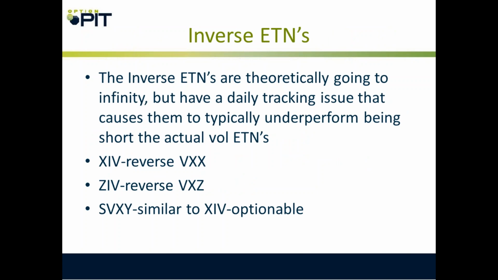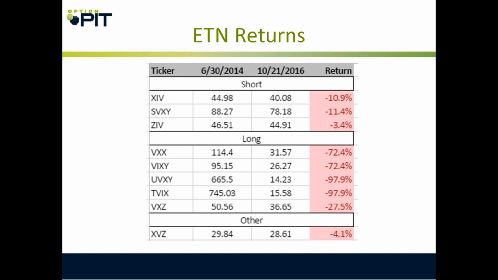Now, then there's the inverse ETNs that are theoretically going to infinity, but they have a daily tracking issue that causes them to underperform being short the actual vol ETNs. So XIV is the reverse of VXX, ZIV is the reverse of VXZ, SVXY is similar to XIV, but has options. But here's the part I want you to notice.